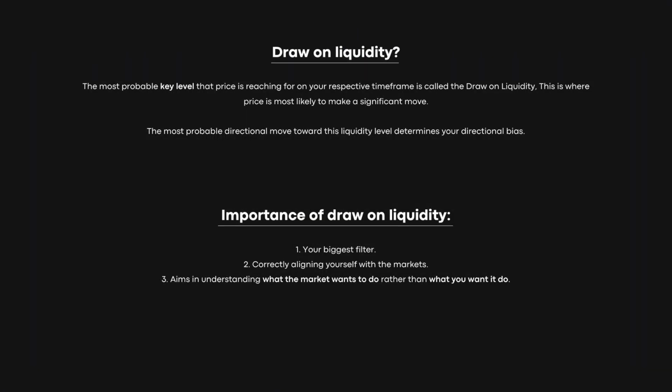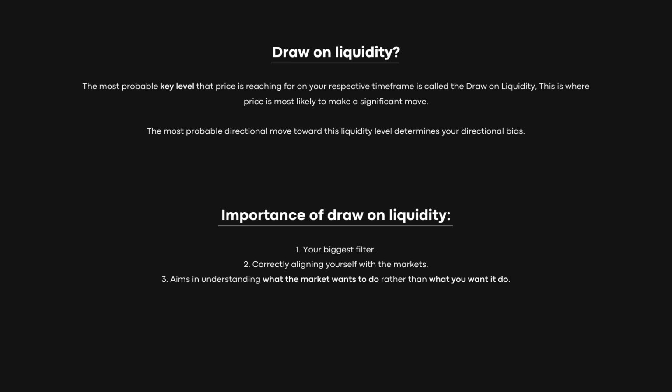So, now that we've broken down the types of liquidity, let's talk about one of the most important concepts in this entire framework, that is drawn liquidity. Now, honestly, this is the core of your analysis and your trade ideas. Every single trade you take, every idea that you form should be rooted around the concept of drawn liquidity. If your trade idea or your analysis isn't aligned with the drawn liquidity, chances are that it's going to fail or be inconsistent at best.